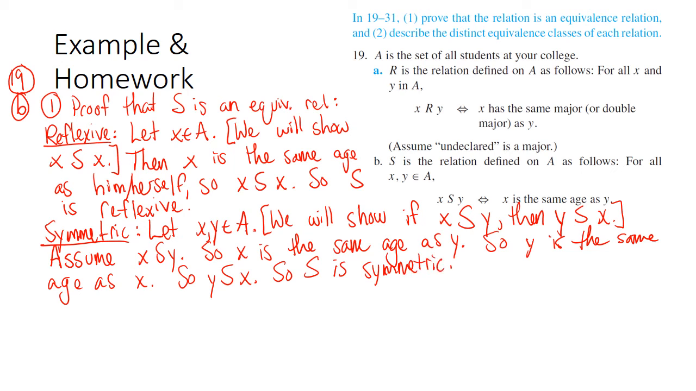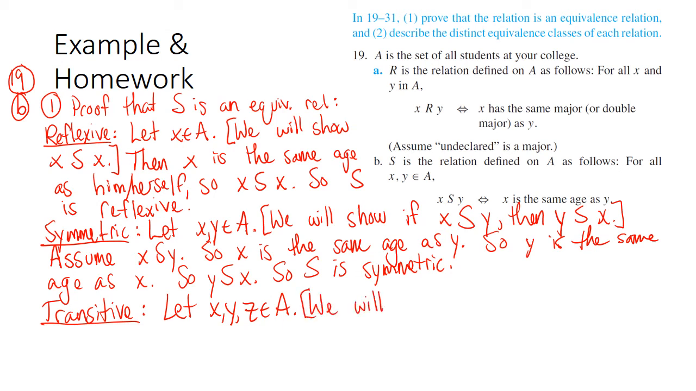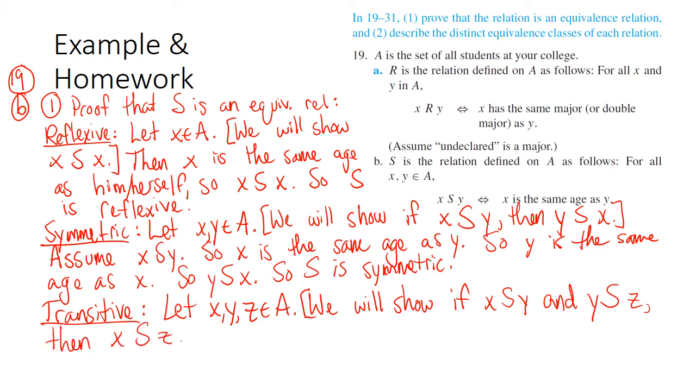Okay, and finally let's do transitive. For this one we need three elements or three students. So let x, y, and z be elements of A, or in other words, they are Susquehanna students. So here's what we're going to show for transitive. This is just the definition of transitive. We will show that if x is related to y by S and y is related to z by S, then x is related to z by S.